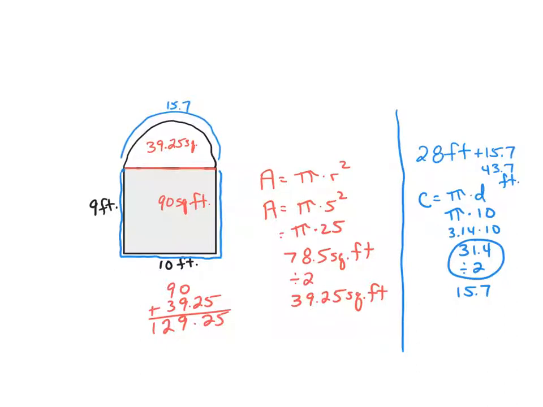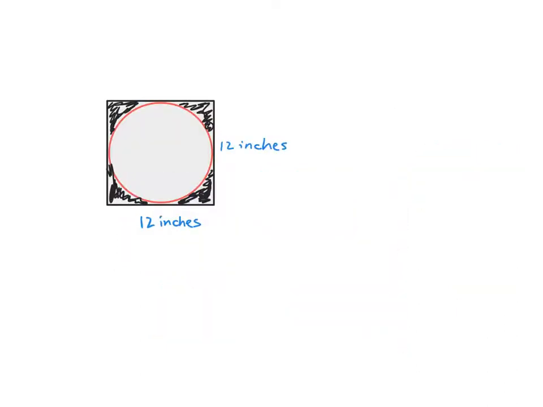Let's do one more example. Here I have a square that is 12 inches by 12 inches and a circle with a diameter of 12 inches. And I want you to find the area of the shaded in sections, those 4 different corner sections. In order to do that, I'm going to first figure out what would be the area of the entire square. Well, that would be 12 by 12, which would be 144 square inches.